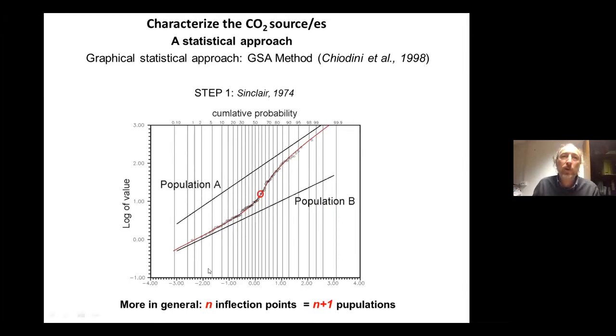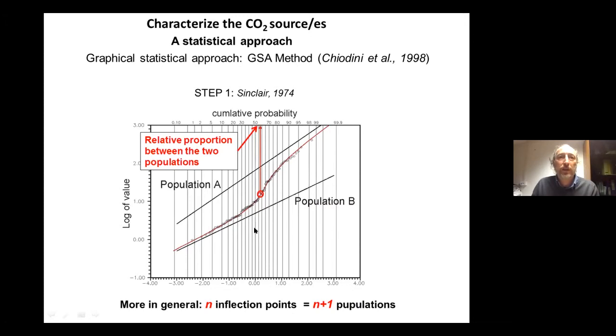In a more general way, in these probability plots, the number of inflection points is suggesting the number of populations, because generally if we have one inflection point, we have two populations. If we have two inflection points, we have three populations. So the number of populations is one more than the number of inflection points.